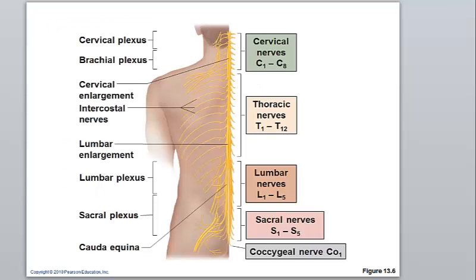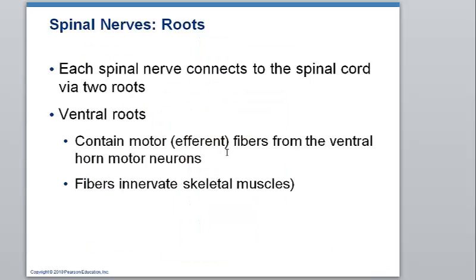Before you understand this, you might need to go back to the spinal cord anatomy and review it. Okay, so here you have the 8 cervical spinal nerves, C1 to C8, thoracic, T1 to T12, lumbar, sacral, and coccygeal. Don't forget the enlargement that you have in the cervical region and the lumbar enlargement in your spinal cord. Okay.